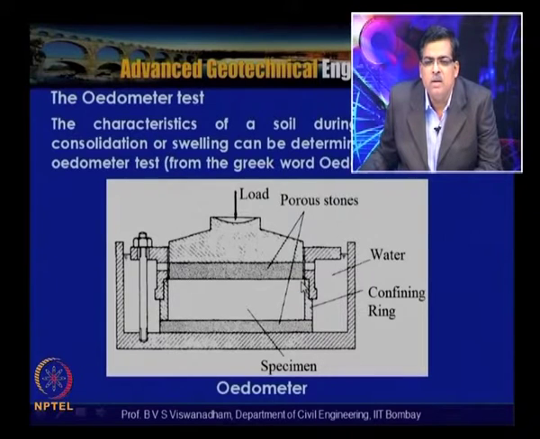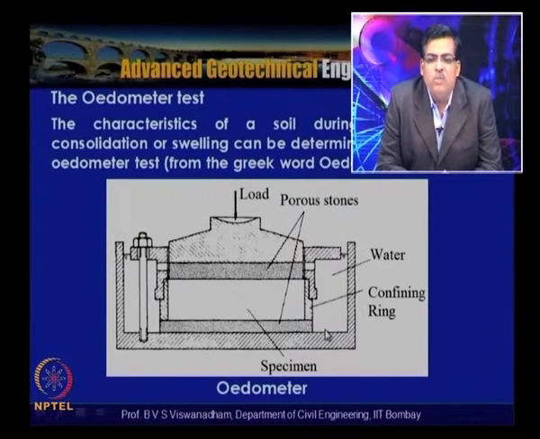One interesting thing we should note here is that this confining ring is rigid enough and will not allow lateral deformation. Hence whatever strain the sample undergoes is axial strain. So if we are not allowing the radial strain, epsilon r is equal to 0, so epsilon a will become epsilon v.